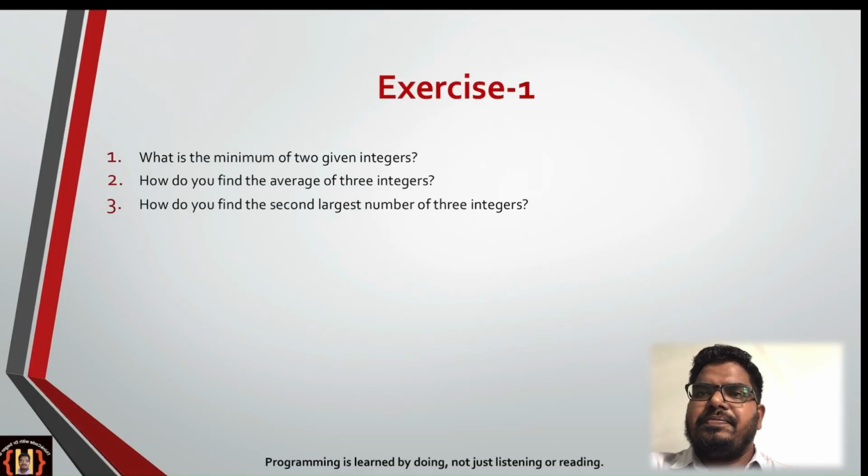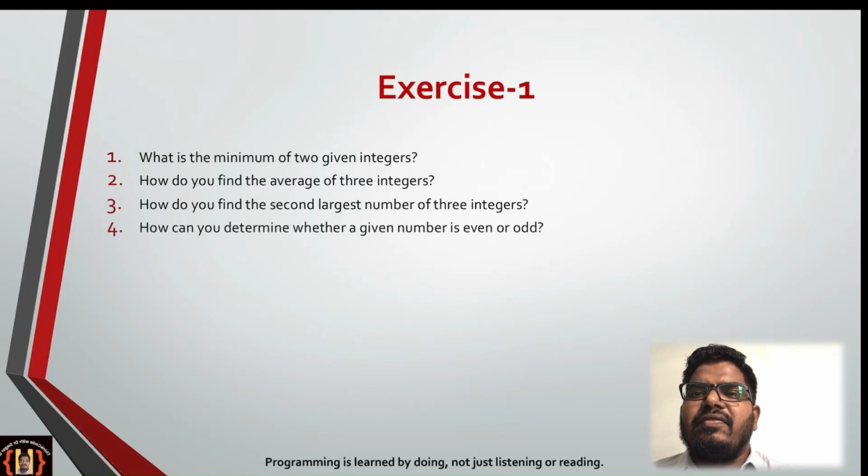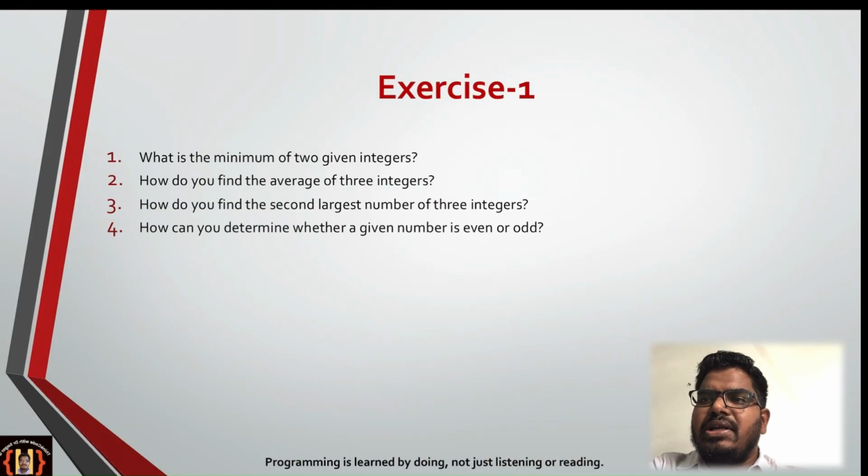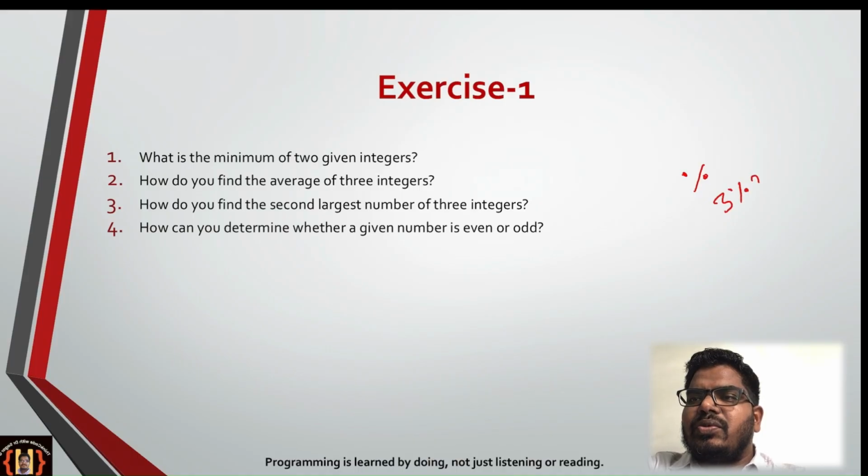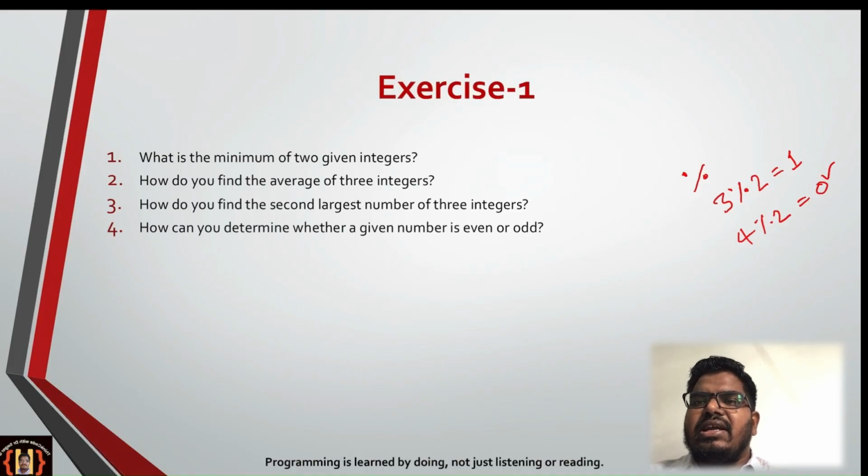The next question is, how can you determine whether a given number is even or odd? In this case, we need to introduce a new operator called the modulus operator. Basically, this is the percent symbol, and it gives you a remainder. Let us say 3 percent 2, the remainder is 1. And let us say 4 percent 2, its remainder is 0. So when we say a particular number is even or odd, whenever it is divided by 2, if the remainder is 0, then we say even, otherwise it's odd.